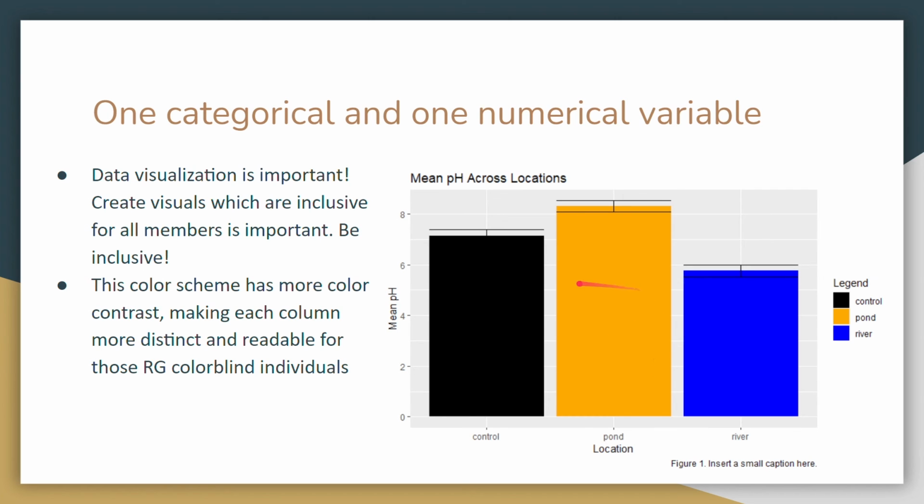So something very simple like changing the color scheme of your data can not only highlight the key differences, but also create a figure that's inclusive to everyone.